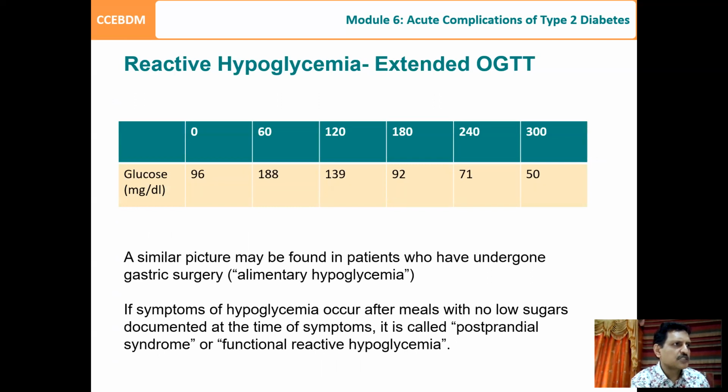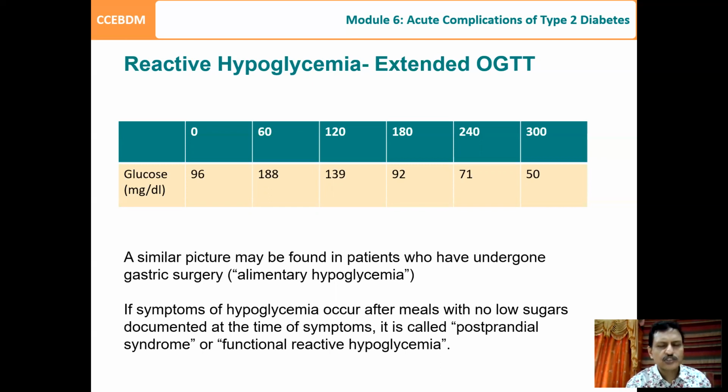So how to do this? If the patient has symptoms of late hypoglycemia, you do the test for 5 to 6 hours. Over 5 to 6 hours, if we check the blood glucose level, you will find that after 5 or 6 hours the blood glucose level goes very low. So this is known as reactive hypoglycemia. It sometimes occurs among patients after bariatric surgery or some other gastrointestinal surgery as well.